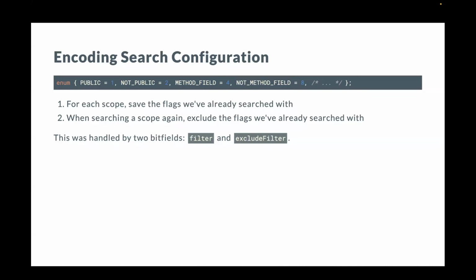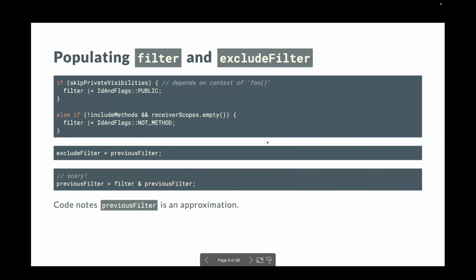And when searching it again, we don't include these flags a second time, and that saves us some work. So in practice, this used to be handled by only two bit fields: filter, which specifies which of these properties we're currently looking for, and exclude filter, which specifies which things we've already looked for and no longer want to see.